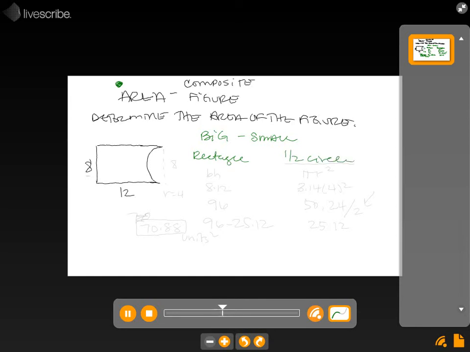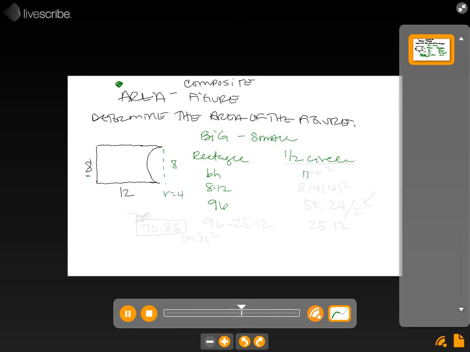So if we look at our figure, we have a rectangle, and then we have a half circle. Alright, to find the area of a rectangle, that would be base times height because it's a parallelogram, and we have 8 times 12, which is 96. And then for our half circle, the diameter of our half circle is the same as the left side of our rectangle, which is 8. So that means our radius would be 4.